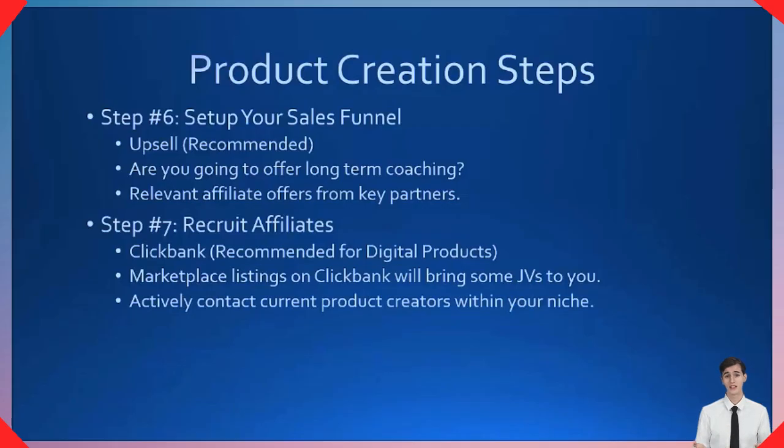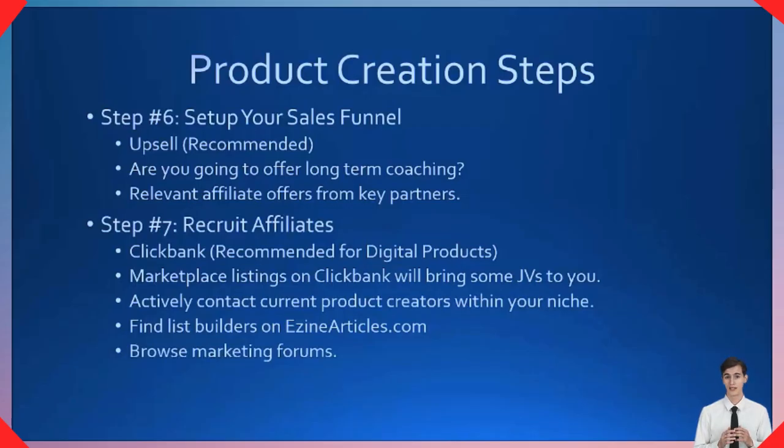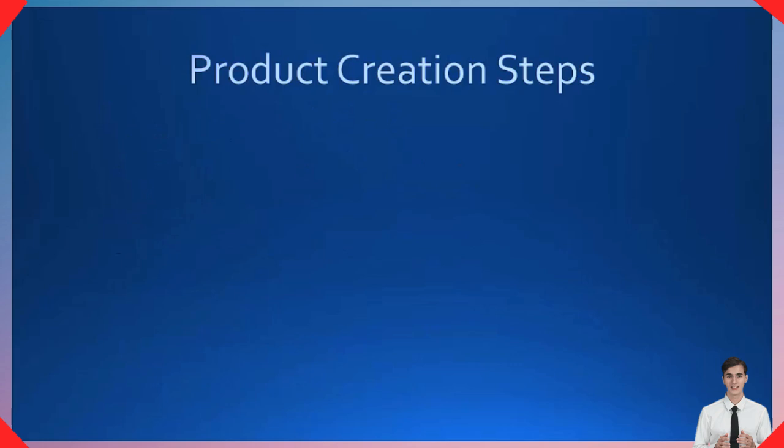You can actively contact current product creators within your niche market. Spend time getting in touch with them and letting them know about your product. Find list builders on eZineArticles.com. So find people that are actively building an email list and recruit them to be your affiliate partner. Browse marketing forums. Leverage Facebook to find affiliates as well. So there's all sorts of ways that you can go out there, find people in your niche market, use Twitter to contact people that have products in your niche and let them know about the offer that you have.